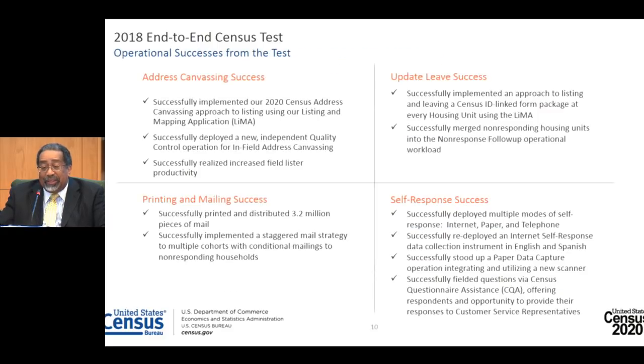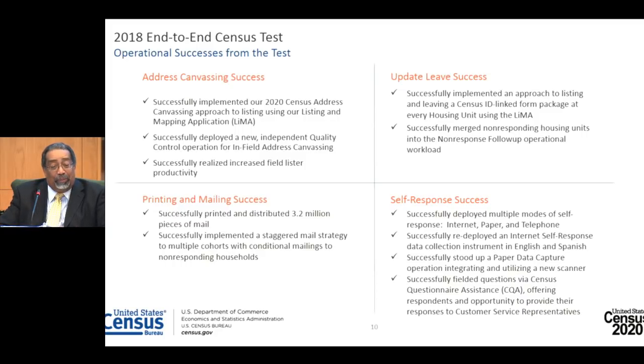Now I'd like to highlight some of our operational successes from the test. We have had many, too many to fit on one slide. For address canvassing, we successfully implemented our 2020 Census address canvassing approach to listing using our listing and mapping application, LIMA. We successfully deployed a new independent quality control operation for in-field address canvassing and successfully realized a substantial increase in field lister productivity from our initial plans.